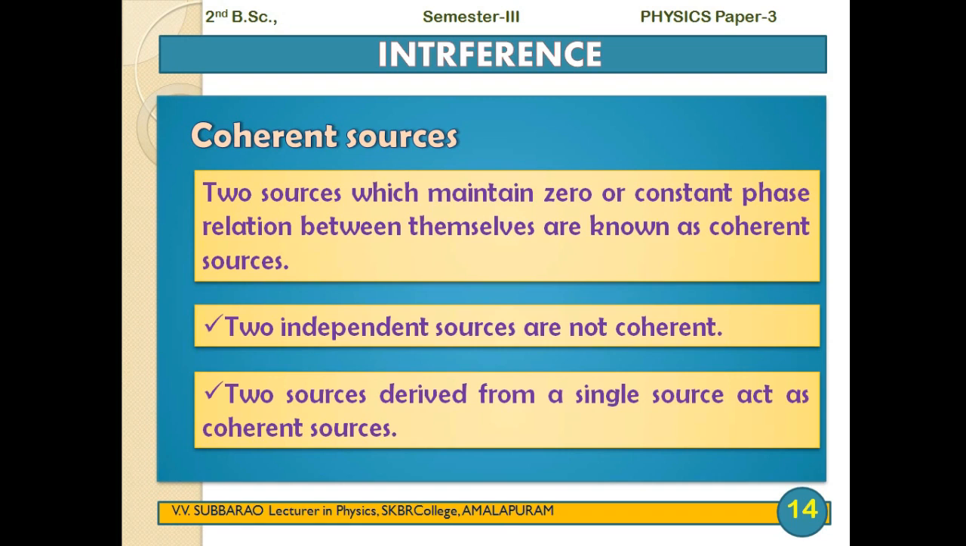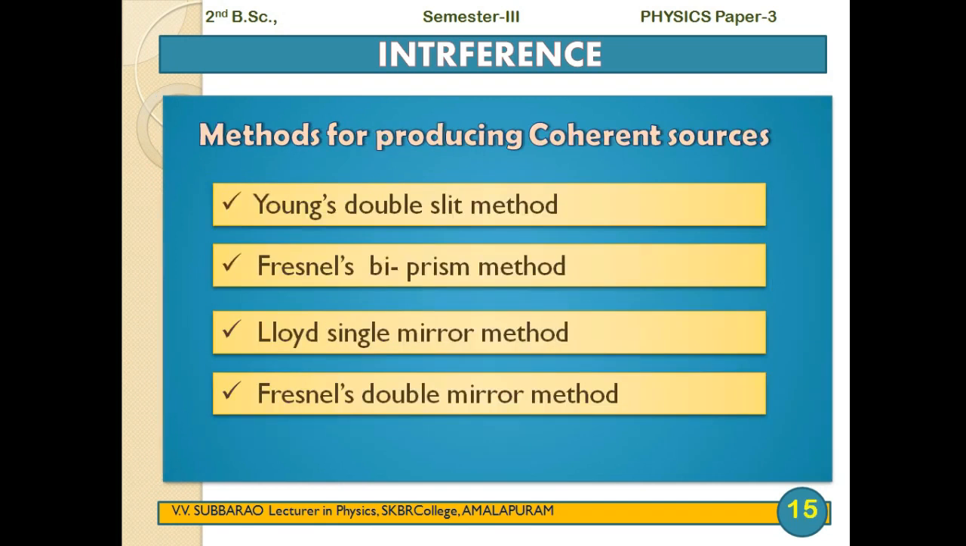Two sources which maintain zero or constant phase relation between themselves are known as coherent sources. In daily life, it is very difficult to get coherent sources. If we use two different sources, then the two independent sources are not coherent. Two sources derived from a single source act as coherent sources.